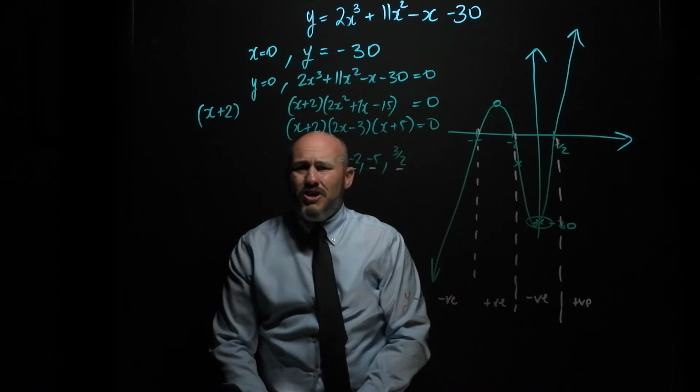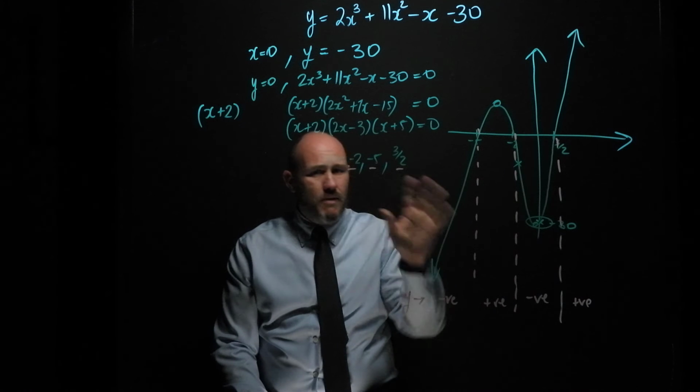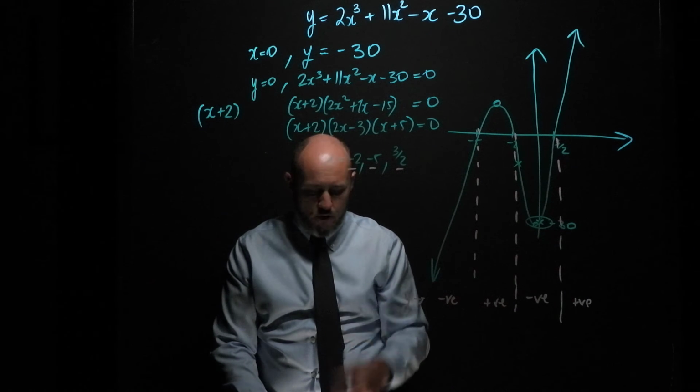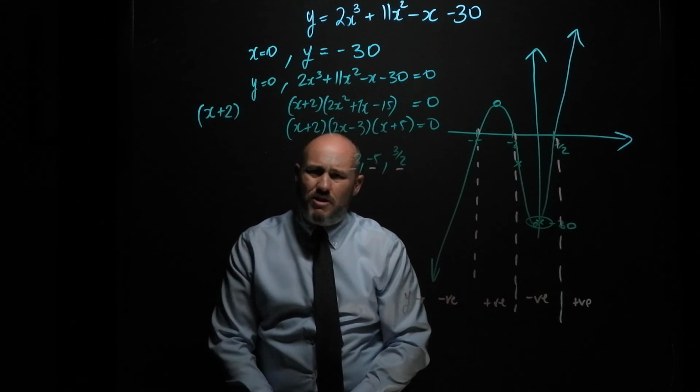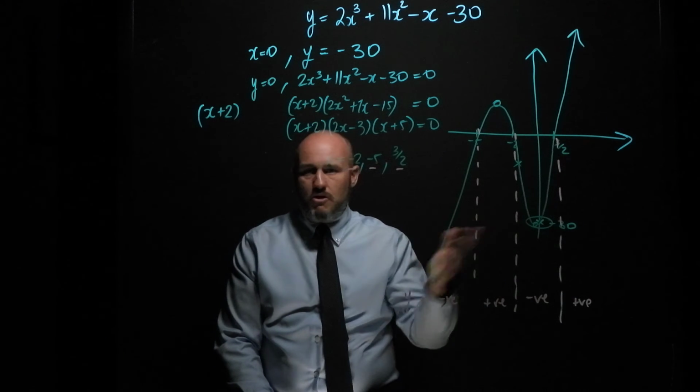What I want to do now is just show you, it'll take about a minute. After this, I'm going to rub this off. We're going to have a look at double roots and what they might do to create a situation where we've got 2 intercepts instead of 3 or 1.